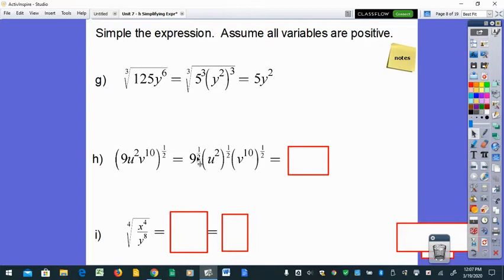The square root of 9 would be an even root of a positive number, so we're expecting two answers, plus or minus 3. We'll get u to the first and v to the 10th.